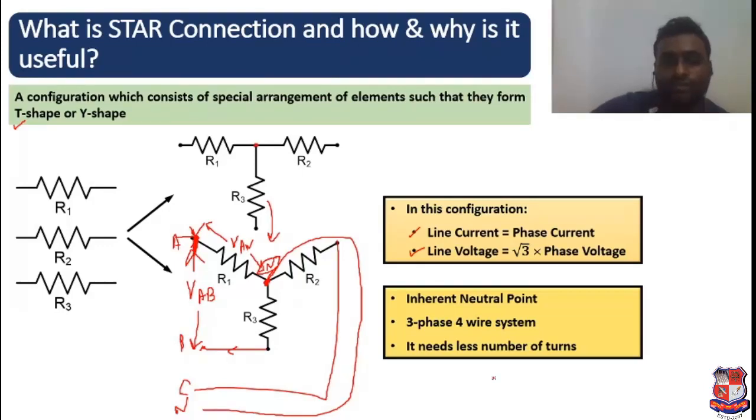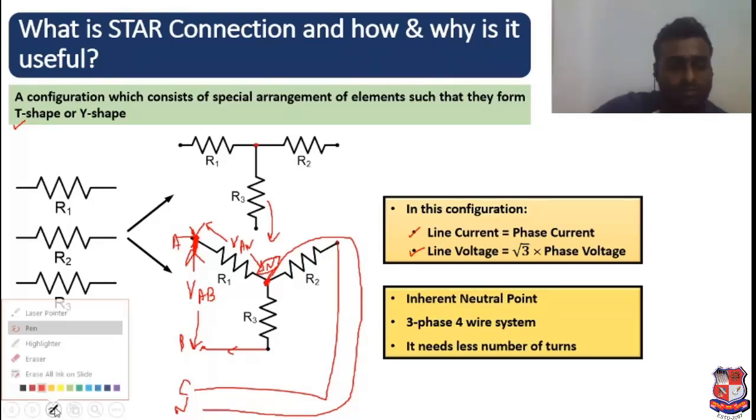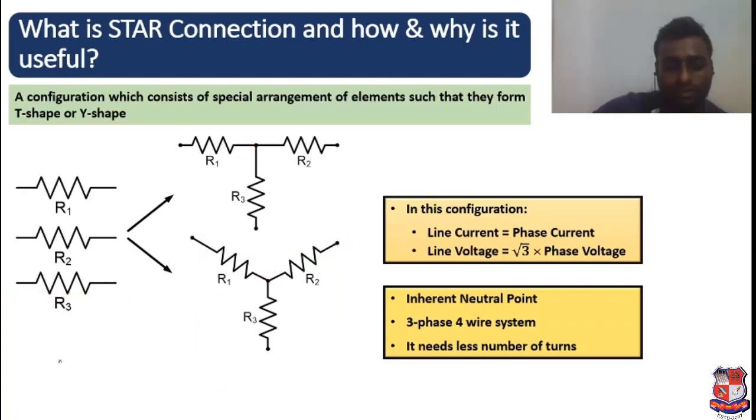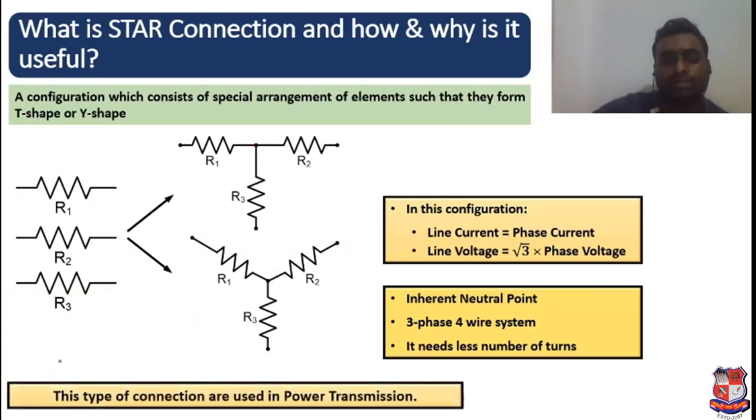These are the important features, and the important application is that this type of connection is used in power transmission. Power transmission means alternators which generate electricity and it is then transmitted. Whenever power is transmitted, the application is star connection of those windings. An alternator will have some windings, and the transformers will also have some windings.